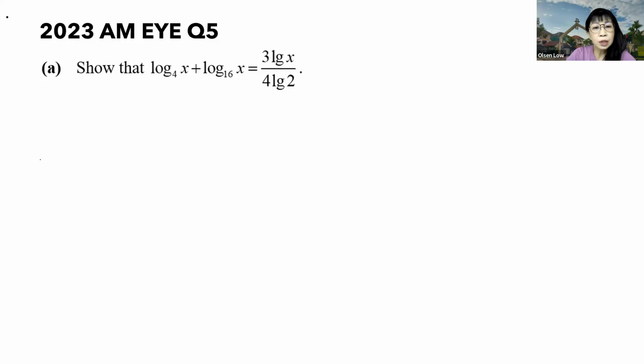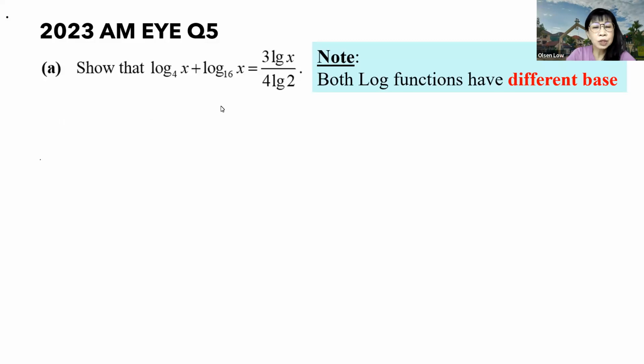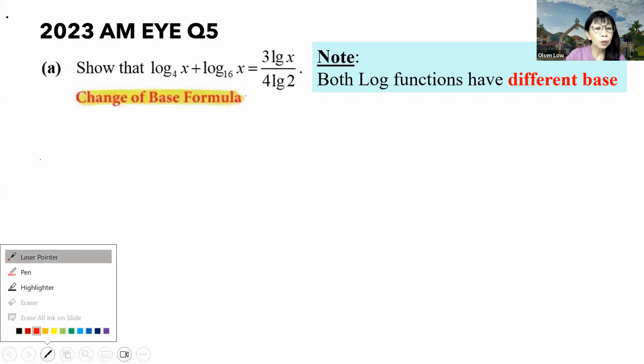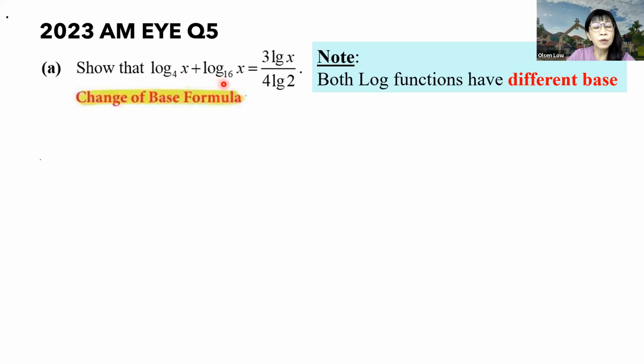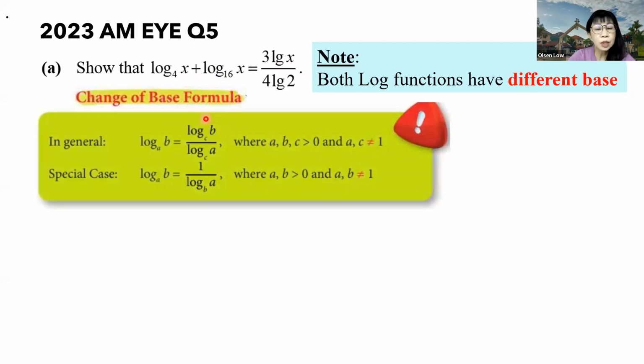So over here for part A, what you observe is that the logs have different bases. We can see we have log base 4 and log base 16. With these different bases, we will need to apply the change of base formula. To apply the change of base formula, as we can recall, what we have will be this. So this is the change of base formula.